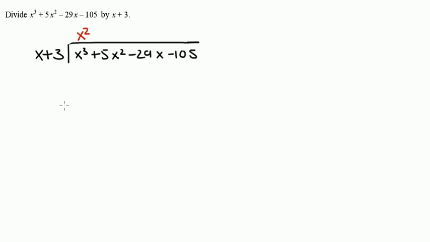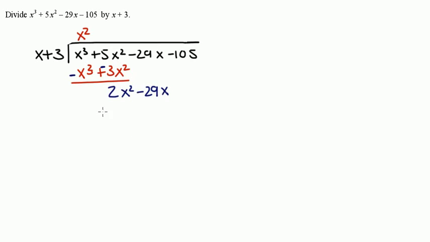So we're going to use that same kind of pattern to do the whole question. So x into x cubed, we get x squared by x plus 3 gives us x cubed plus 3x squared. Now we subtract the two lines, so it's x cubed minus x cubed, 5x squared minus 3x squared, and we get 2x squared. And we bring down our next term.